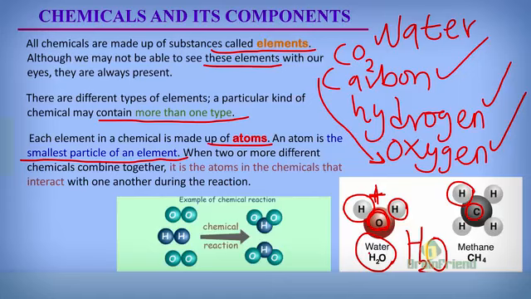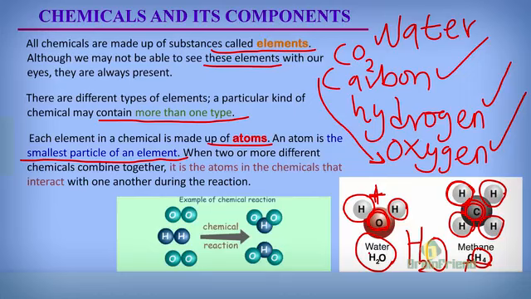Methane also. Methane has 4 atoms of hydrogen. This is 1, this is 2, this is 3, and this is 4. Methane has 1 atom of carbon, which is just this carbon. That is why we have the symbol for methane as CH4. So 1 atom of carbon and 4 atoms of hydrogen. So chemicals have elements, and the smallest particles in these elements are called atoms.